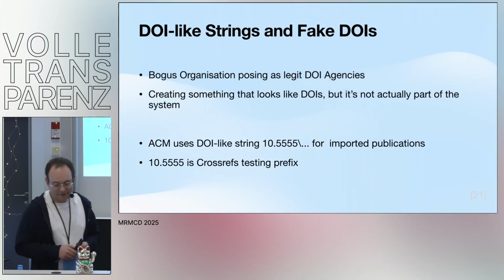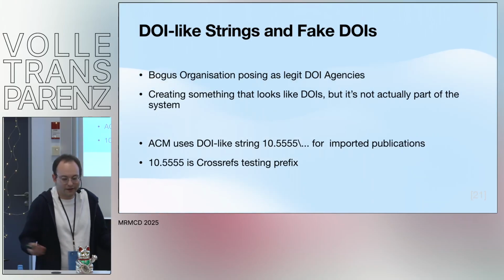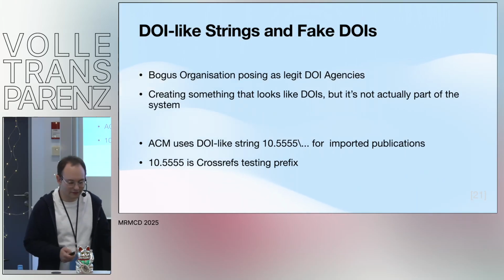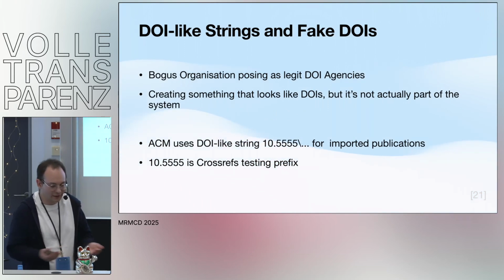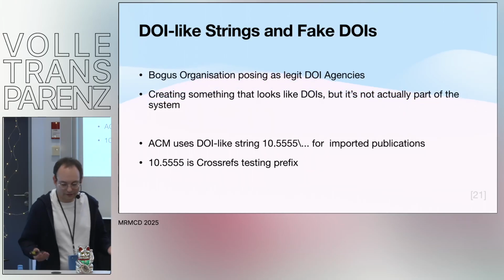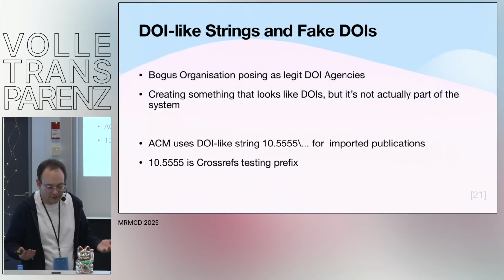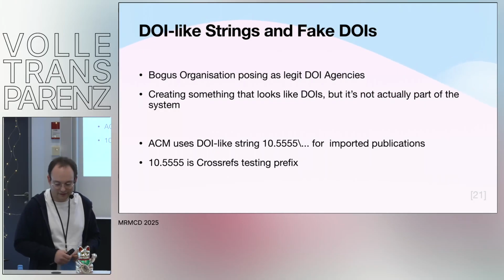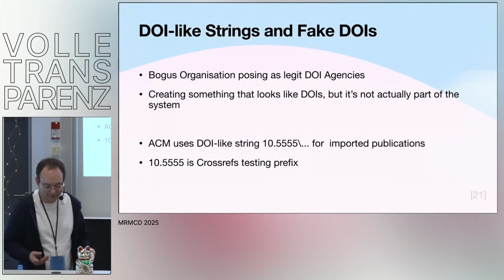Another thing is that there are fake DOIs out there. So you need to separate. They are just DOI-like strings, which look like a DOI. They start with 10, they have a slash, but they aren't actually registered in the whole system. They are bogus organizations that pose as legit DOI agencies, but they are not. They're basically a fraud, a scam. They say they sell you DOIs, but they actually don't do it.